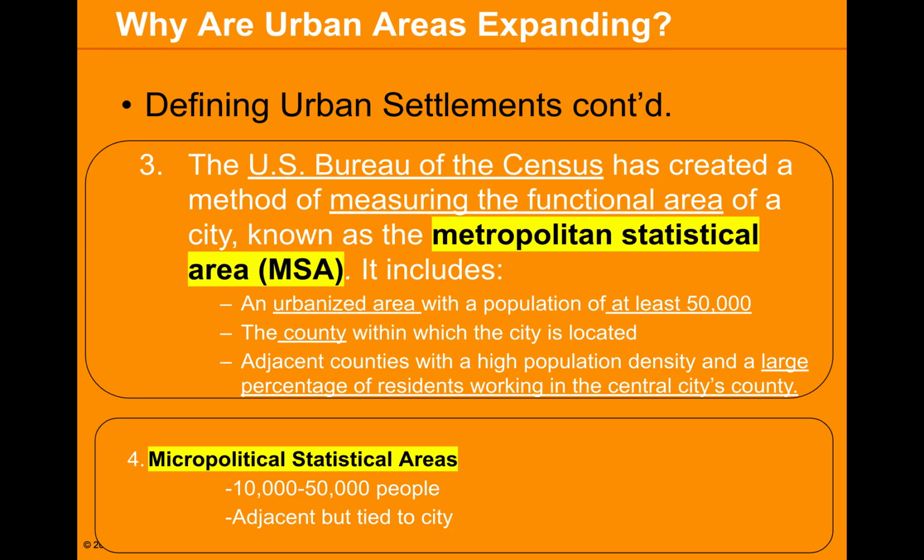micropolitan statistical areas. Micropolitan statistical areas have inhabitants of 10,000 to 50,000. They're adjacent counties tied to the city. The United States has 546 micropolitan statistical areas as of 2018. For the most part, they are found around southern and western communities. Previously considered rural, but today about 9% of Americans live in micropolitan statistical areas.